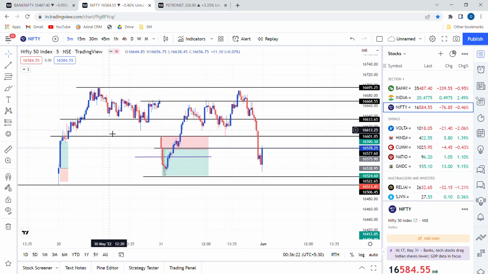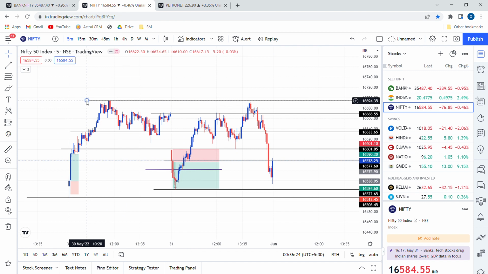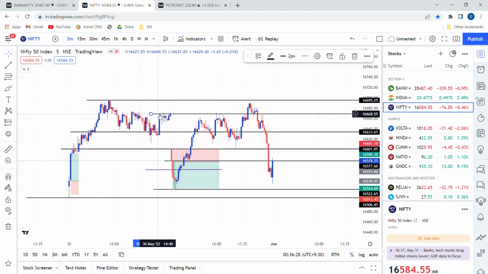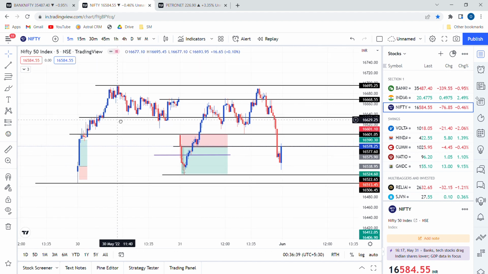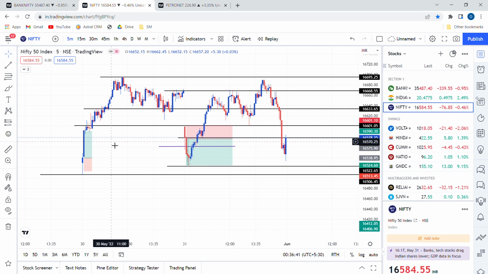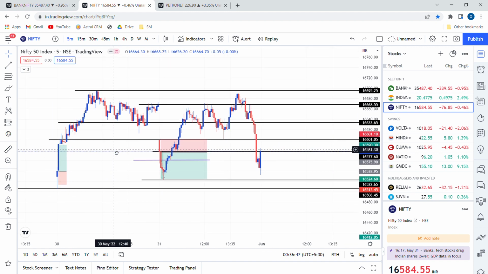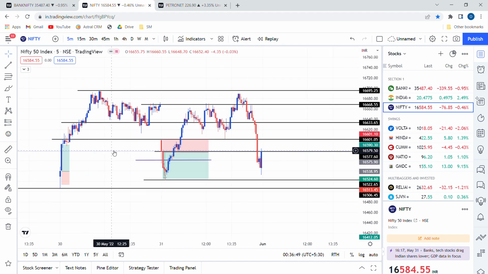So basically, let us understand, this was yesterday's high, this was yesterday's close, this was yesterday's initial balance high, one hour high basically. And so these were the main levels from yesterday.